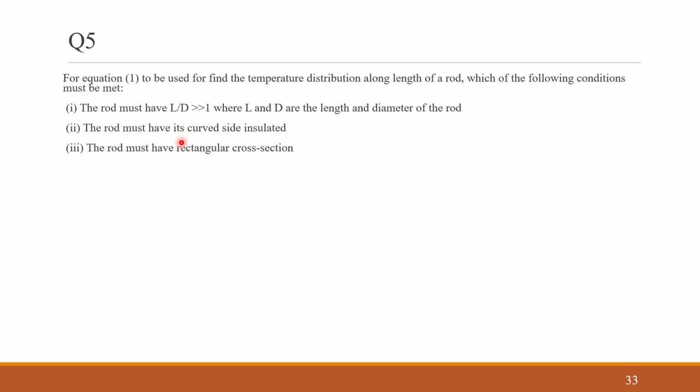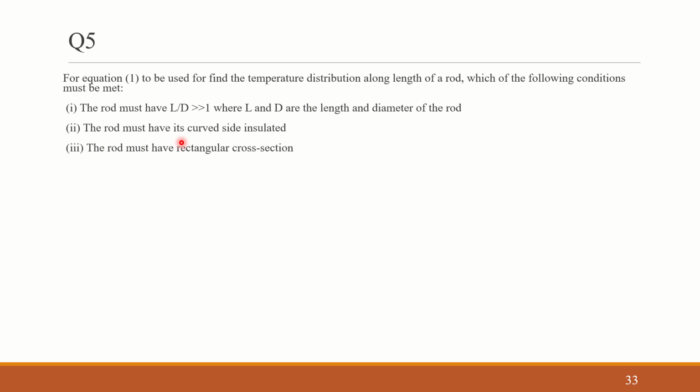So coming back to equation 1, it was nothing but Q is equal to K into d square T by dy square. It is a one-dimensional equation, right? Q is a function of, even though it is varying with T, it is varying with Y only. So we are using it to find the temperature distribution along the length of the rod. So when we are using that, what are all the conditions that should be met?